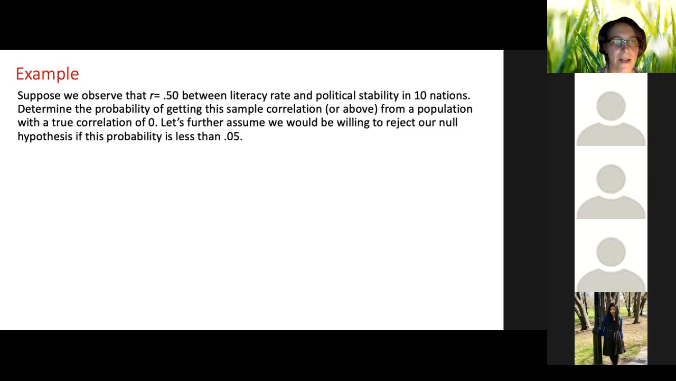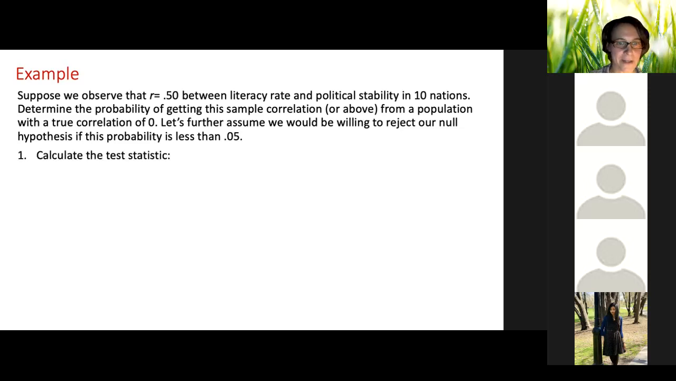Okay, and now we want to find out the probability of obtaining, from maybe a random sample, a correlation coefficient that is that large. So a sample correlation of 0.5 or higher, if the 10 nations actually come from a population with a true association of 0, where literacy rate and political stability are unrelated. And let's first assume that we are willing to reject our null hypothesis if the probability is less than 5%, that is, if the probability to obtain that sample coefficient is less than 5%.